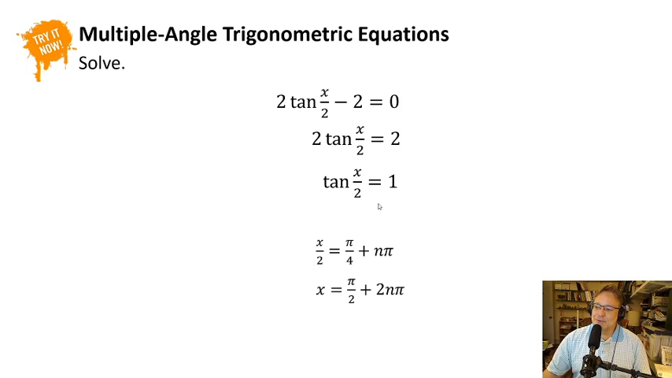And in that case, we have just one possible solution here where tangent is positive, and it's easiest to use the one for quadrant 1, and that is pi over 4. So pi over 4 plus n pi is going to be equal, in this case, to x over 2. And if we multiply both sides by 2, then we get our final answer here for x.